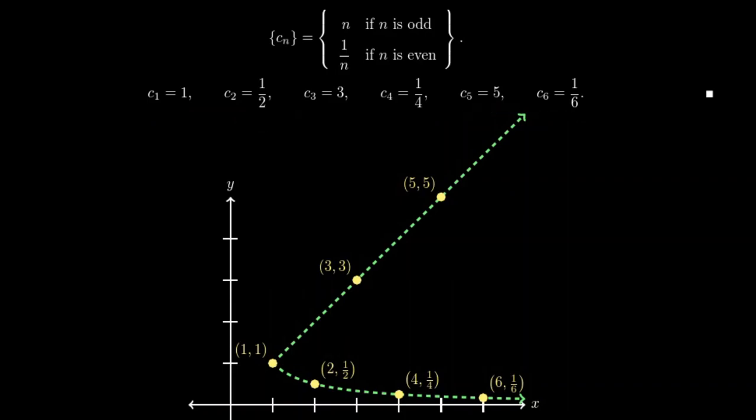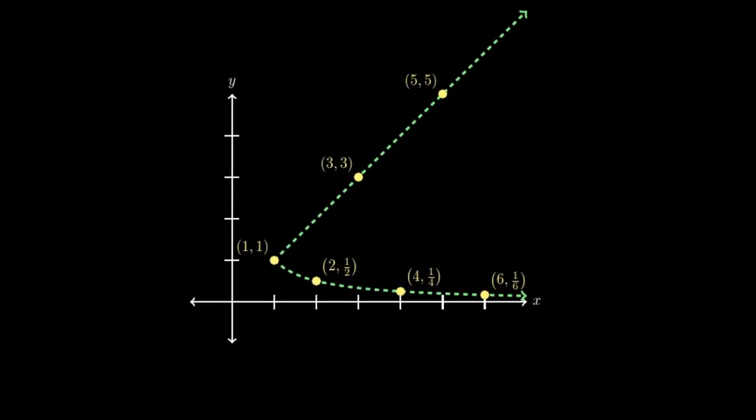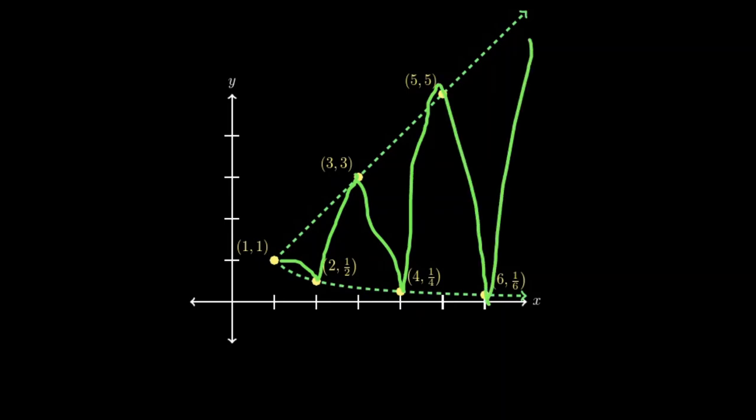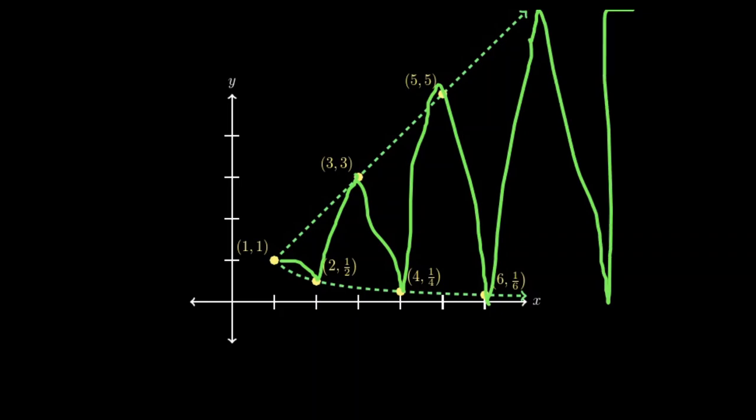But if you look at the graph of this, you're going to get the following. So 1 is odd, so you're going to get 1. Then you go to 1 half. Then you go to 1. Then you go to 3. Then you go to 1 fourth, then you go to 5, then you go to 1 sixth, then you would go to 7, then you'd go to 1 eighth, then you'd go to 9, and this thing is just going to get bigger and bigger and bigger.